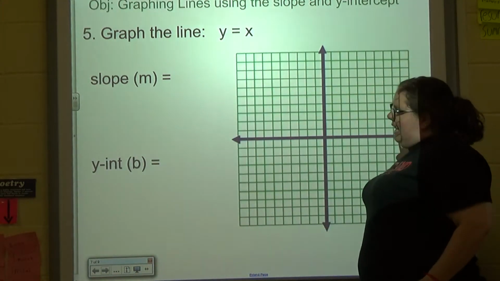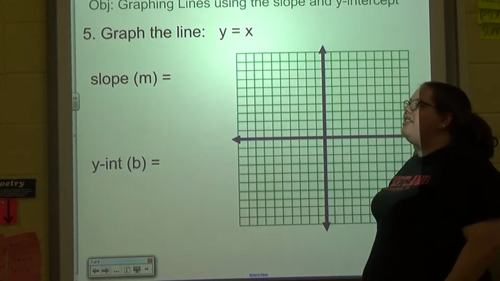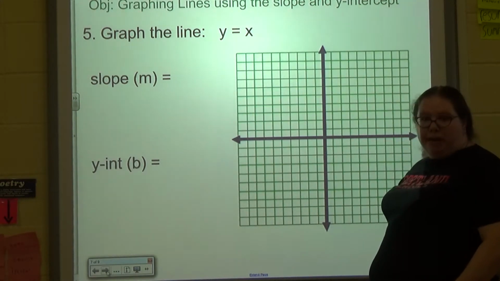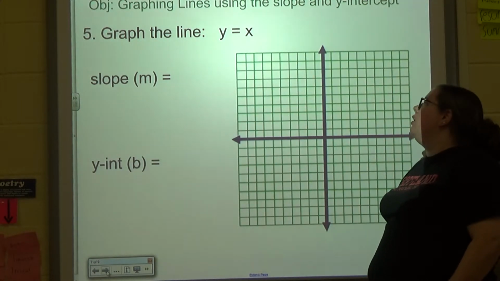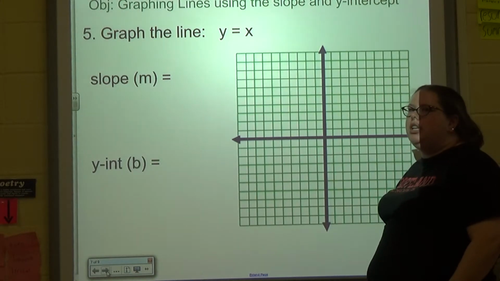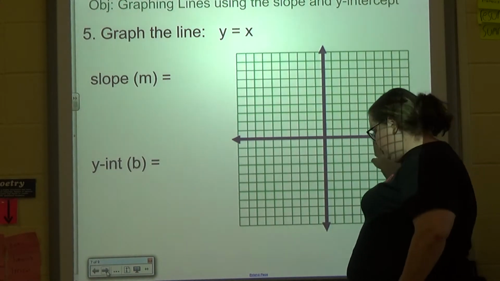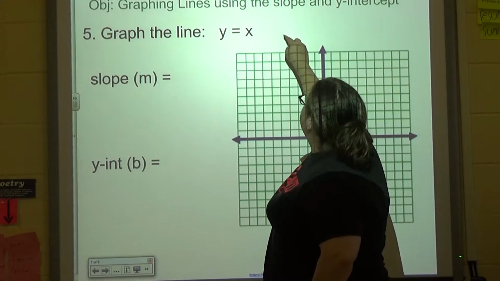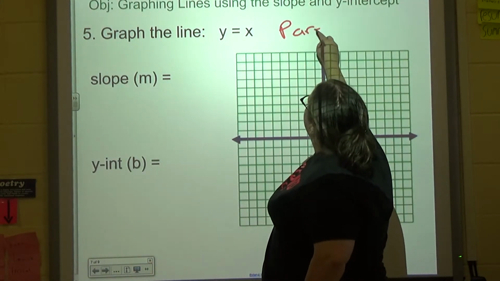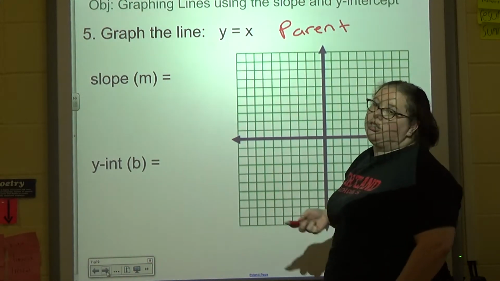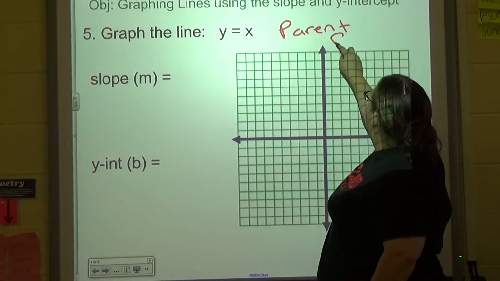Alright, y equals x. This one actually has a name. It's called the parent function. It's so simple, it's hard. That's the problem with this one. Y equals x is called the parent function. Every other function, every other line is based off it.